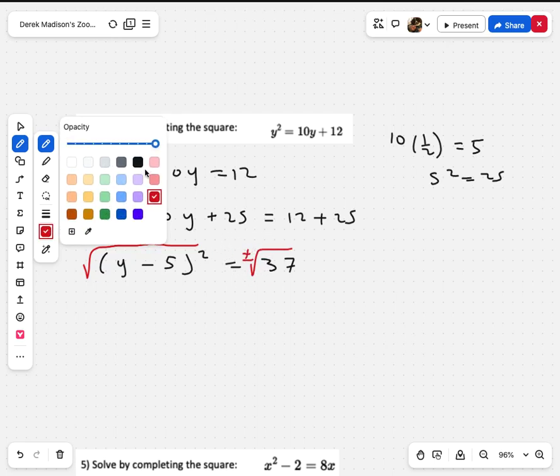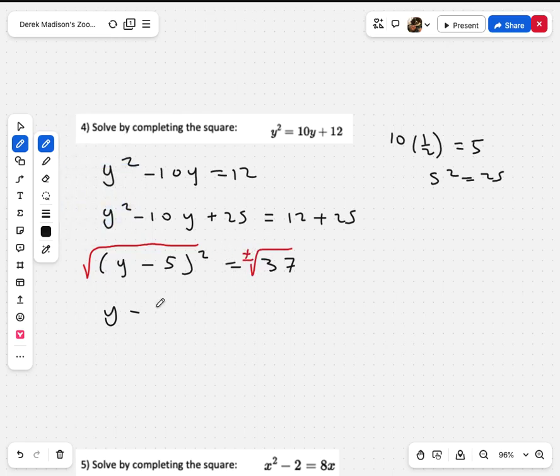Plus or minus. So y minus 5 equals plus or minus square root 37, adding the 5 over, y equals 5 plus or minus square root 37. And then 37 is prime. There's nothing to simplify there, so that's as far as that one would go.